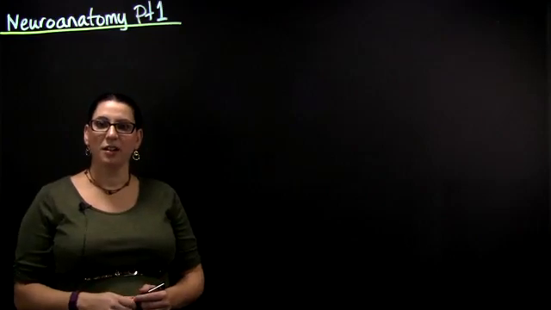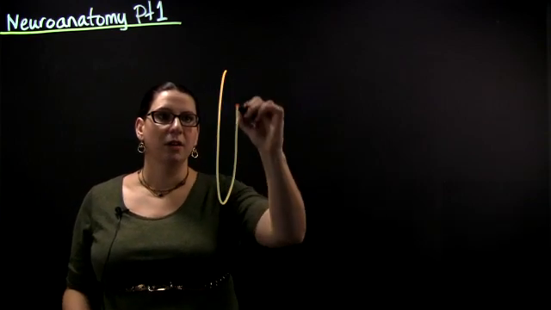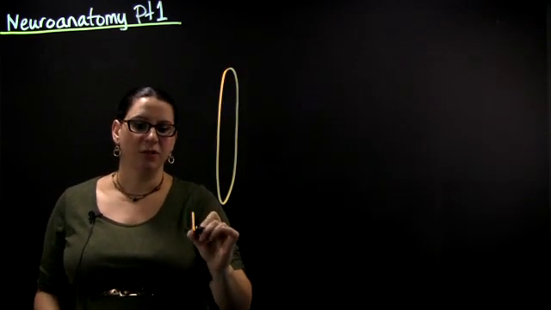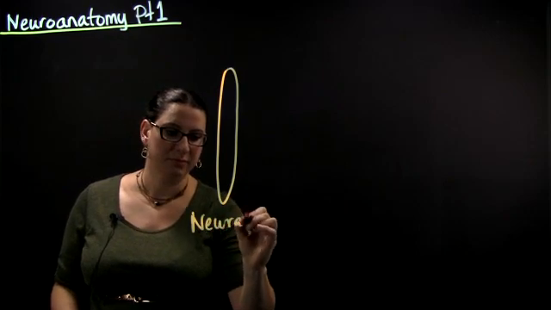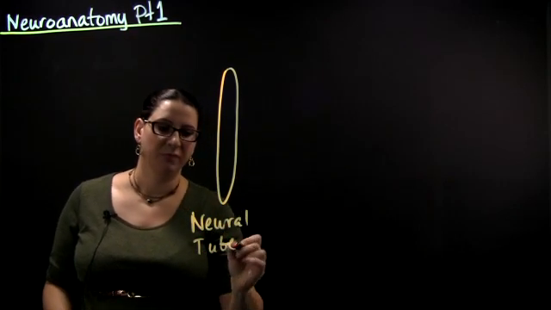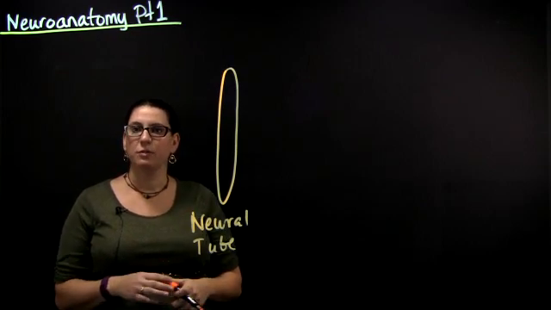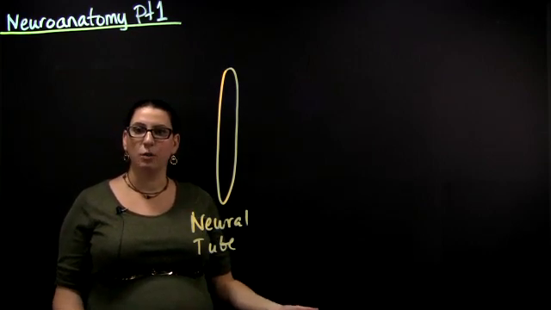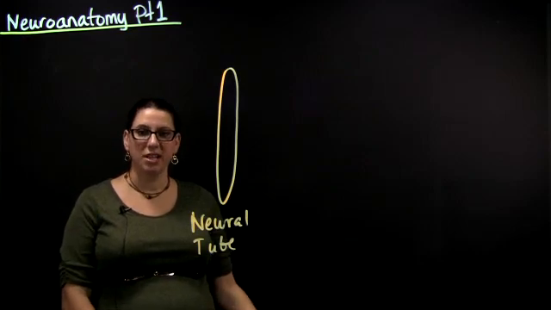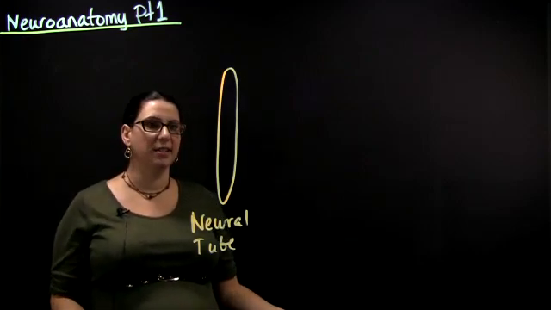All right, today we're going to talk about neuroanatomy, and we're going to start with the development of the central nervous system. We all start out first as a neural tube. The neural tube forms very early in development, and its formation requires folic acid, which is why all women who could become pregnant should be taking a vitamin that has folic acid in it.